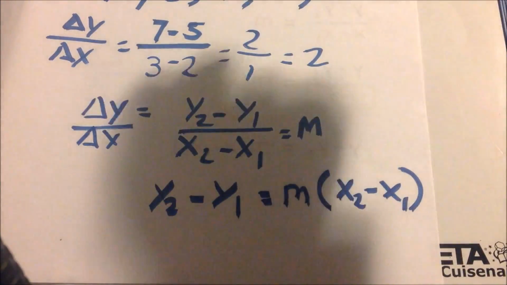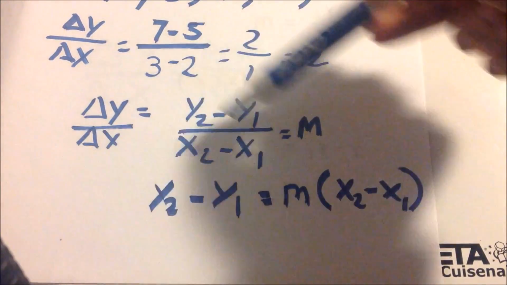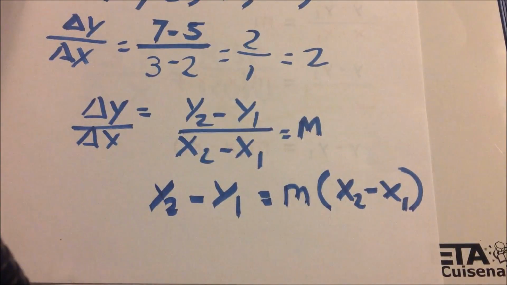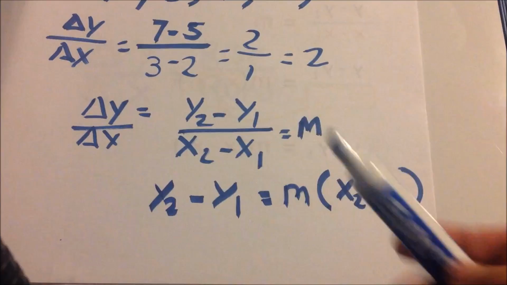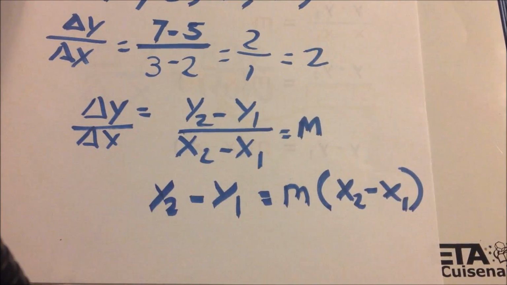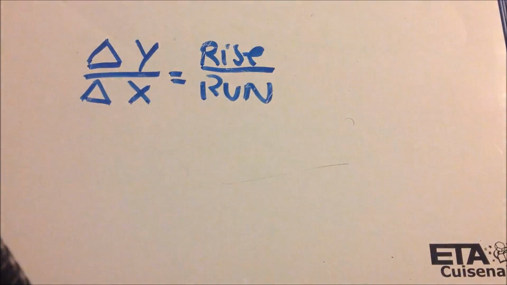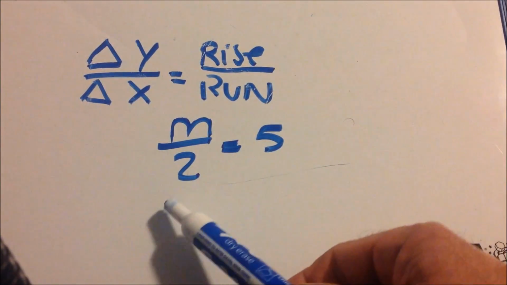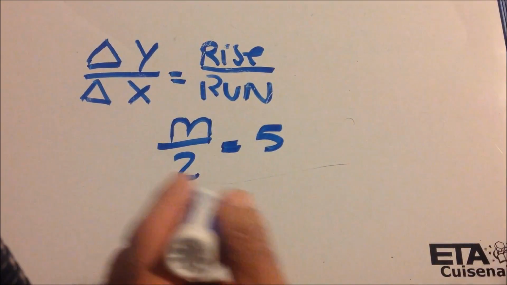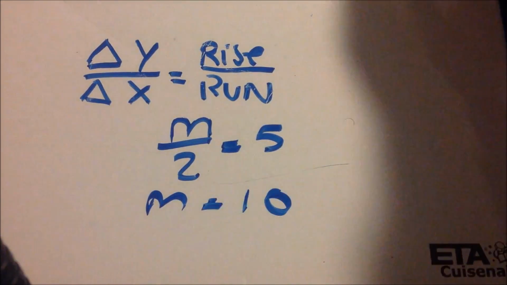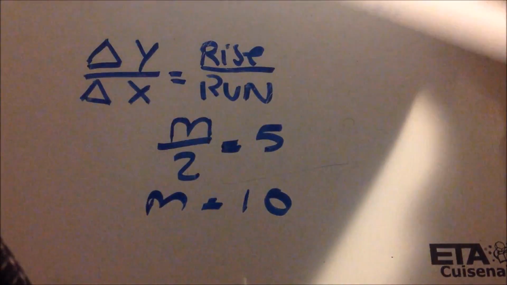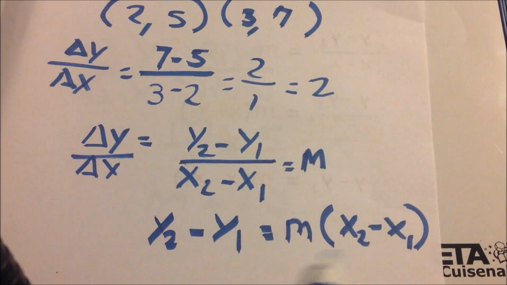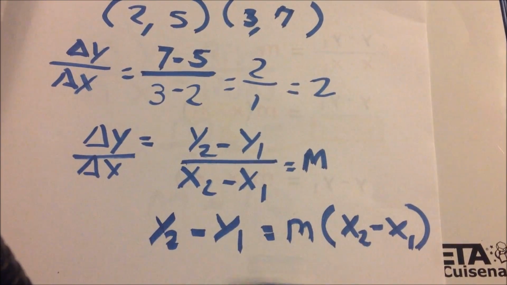So from the formula, the change of y over the change of x, to get the slope, we got the point-slope formula. You should review the tape if you didn't understand that. If I gave you, for example, m over 2 equals 5, we know we can multiply up. 2 times 5 is 10, so m equals 10. We just multiplied up. It's the same thing we did here. We just multiplied x2 minus x1 to m, and we got this. So this is the point-slope formula.